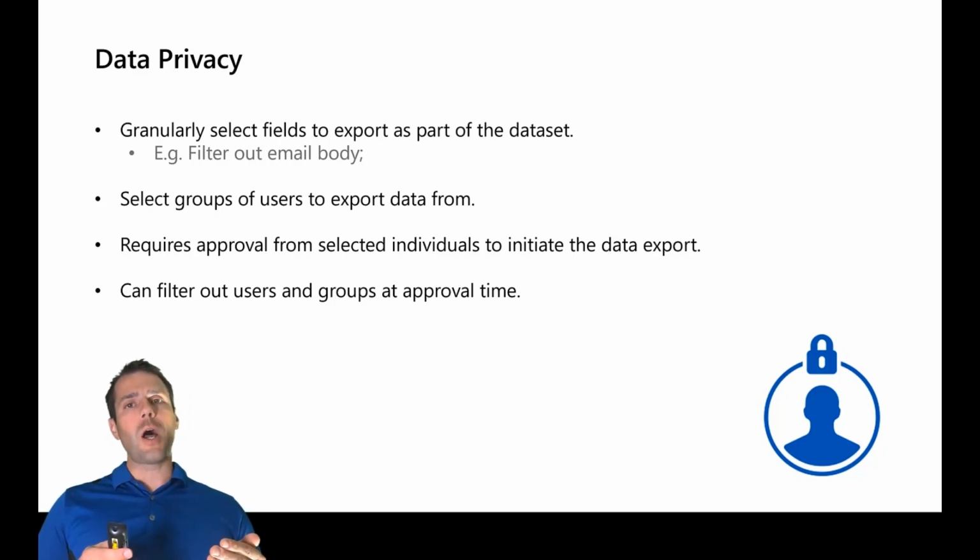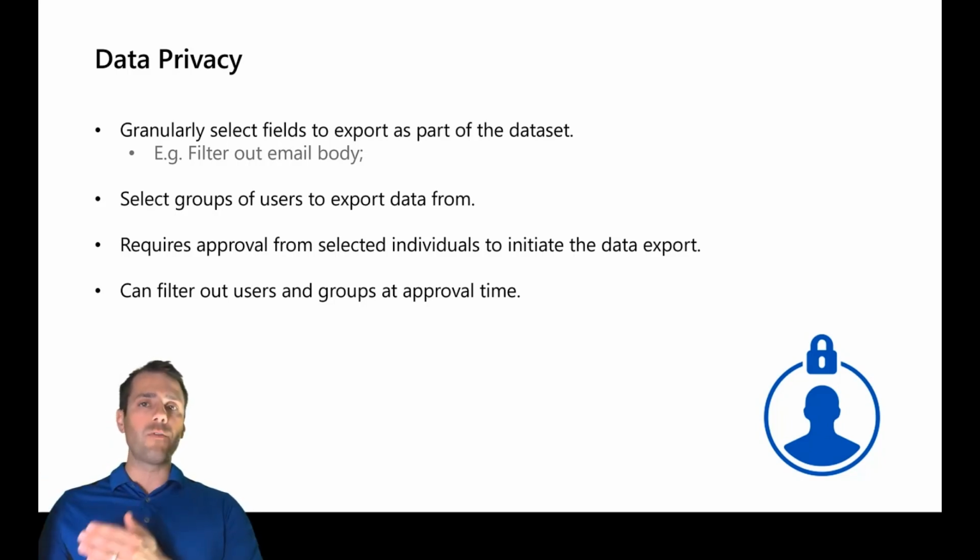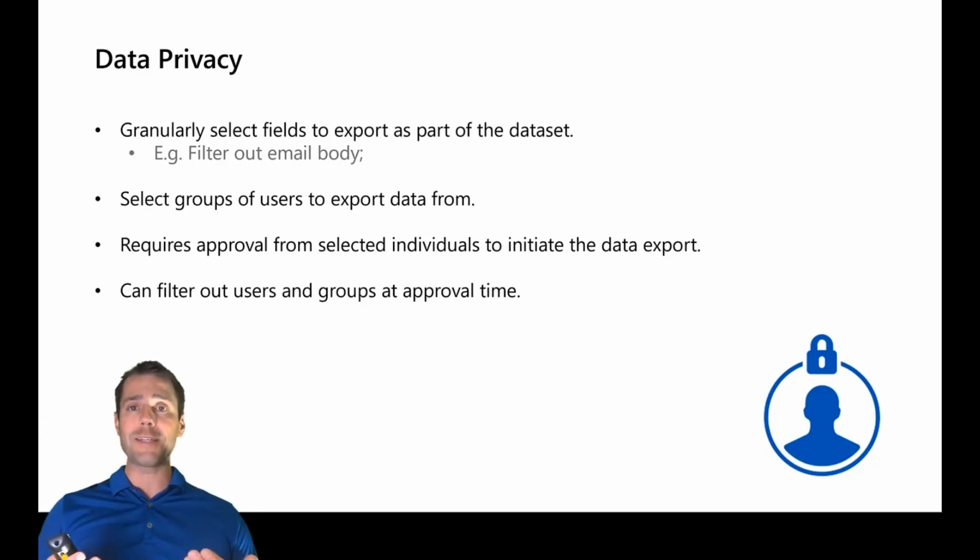Now, there's also an option to approve the request as a tenant admin. This is known as the Privileged Access Management portal. In the Privileged Access Management portal, you have a list of all the requests that have been submitted to export data, and as a tenant admin, you can either approve or reject that request. That will determine if the pipeline is allowed to continue with its extraction of the Microsoft 365 data or not.